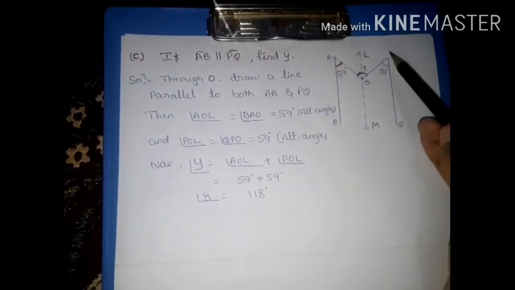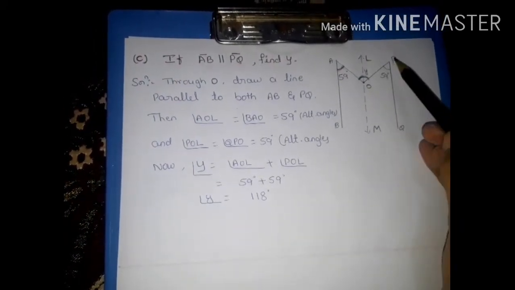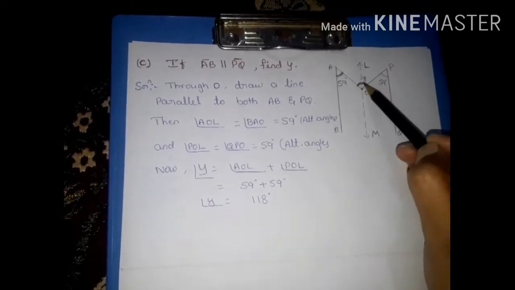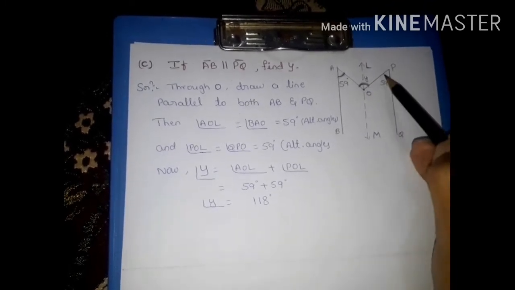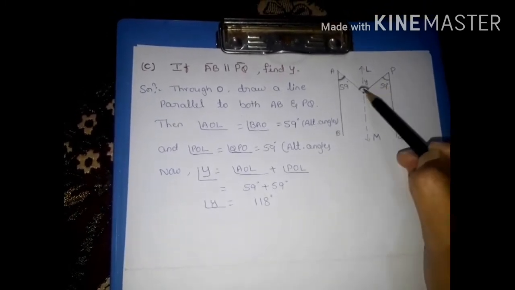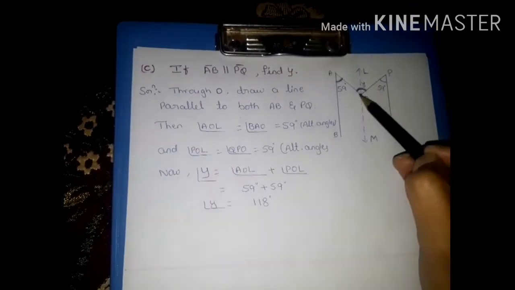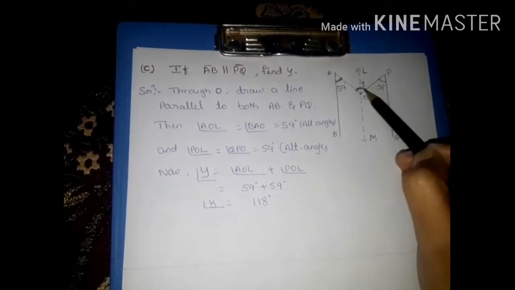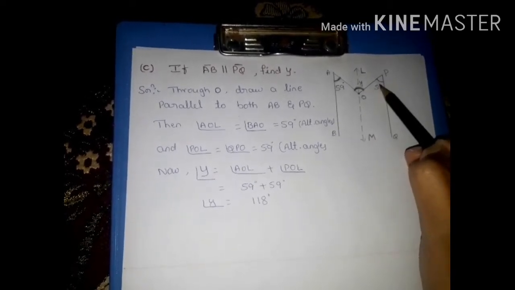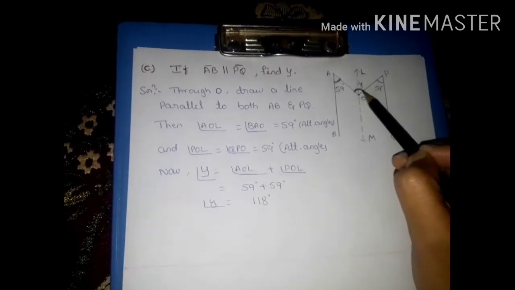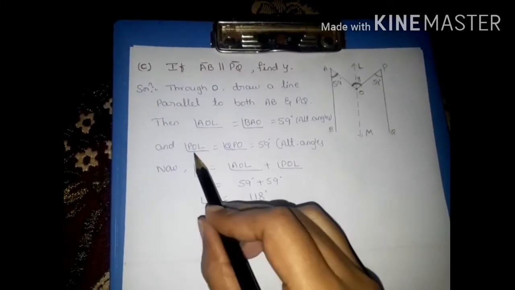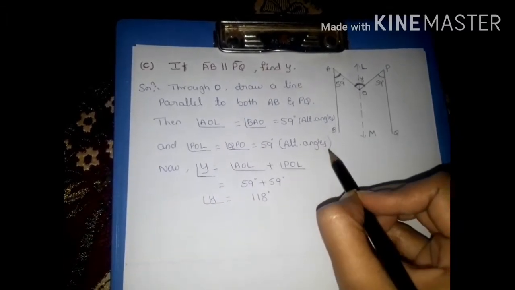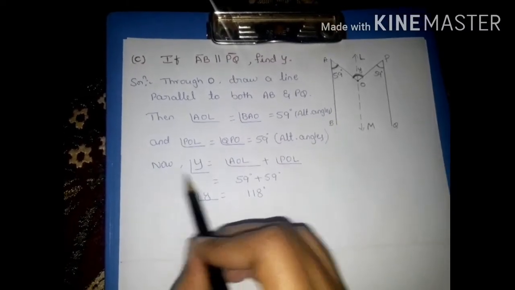And POL is equal to QPO. POL, this angle, equals QPO, this angle. What type of angles? These two are also alternate interior angles. PQ is parallel to LM. If it is 59 degree, then POL is also 59 degree. So POL equals QPO equals 59 degree. They are alternate angles. Now we can find the angle Y.